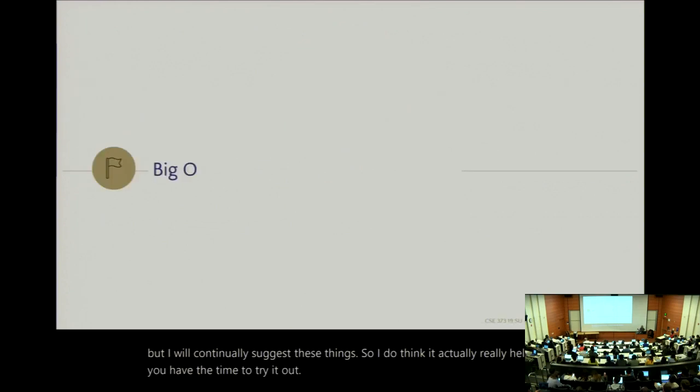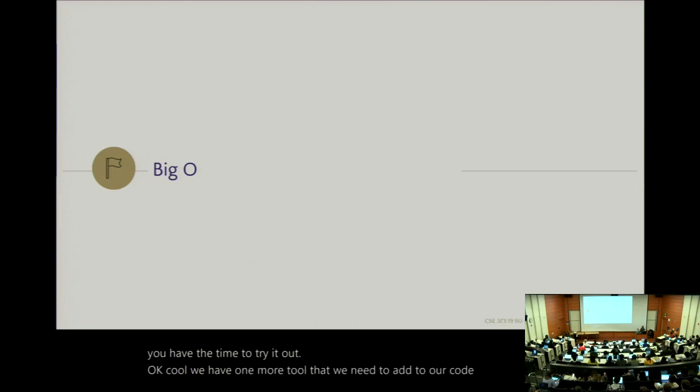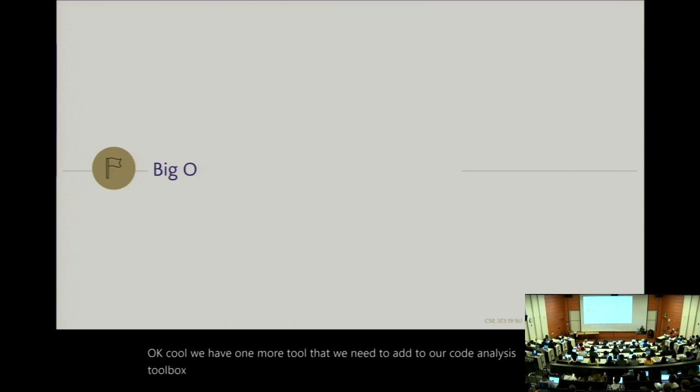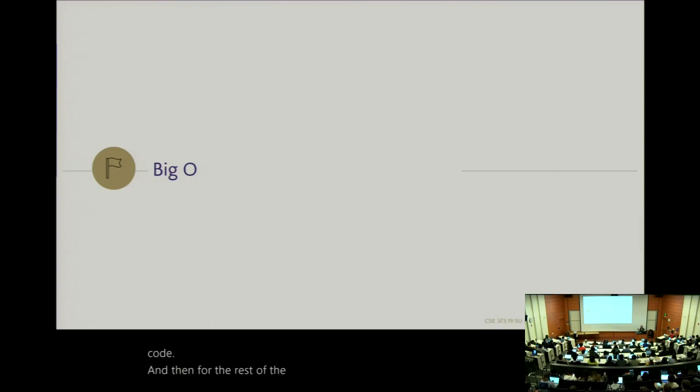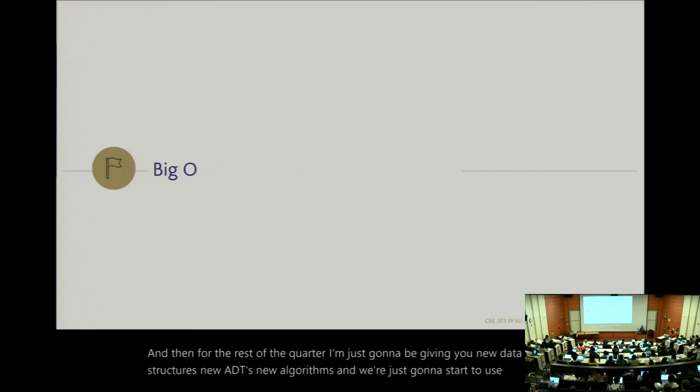Okay, cool. We have one more tool that we need to add to our code analysis toolbox today. And then on Monday, we're going to do an end-to-end analysis of some pretty complicated code. And then we're going to start adding in your data structures. So this is essentially the second to last lecture in how to analyze code. And then for the rest of the quarter, I'm just going to be giving you new data structures, new ADTs, new algorithms, and we're just going to start to use these tools. So I promise we're almost to the end of the pure mathy portions.